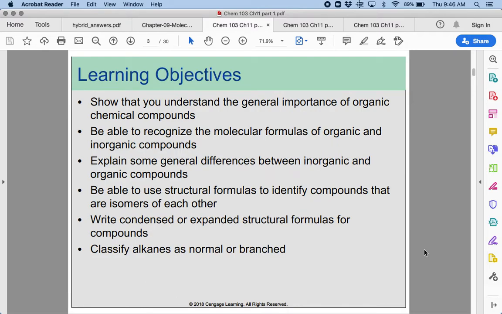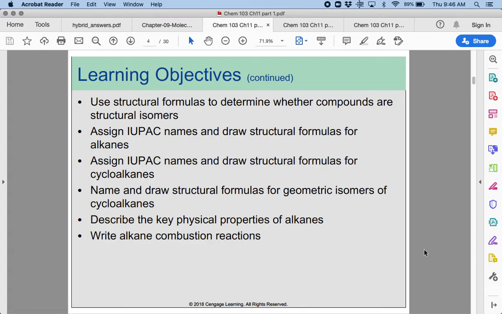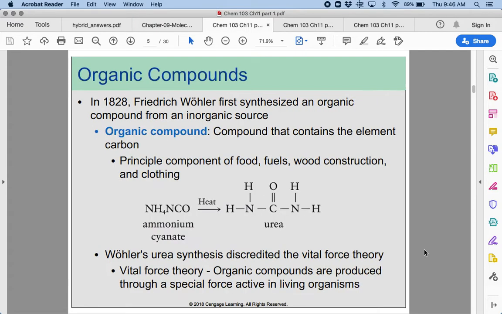These are some of the general learning objectives that we'll be doing, so I'd encourage you to look through them and understand where we're going with things. So, welcome to organic chemistry. Organic compounds are kind of this huge topic, and obviously most of us have heard the word organic before.